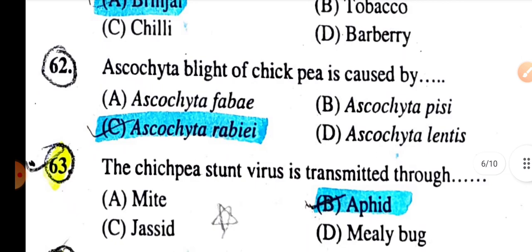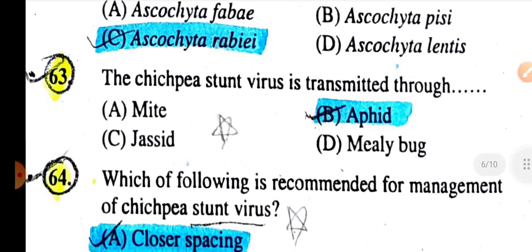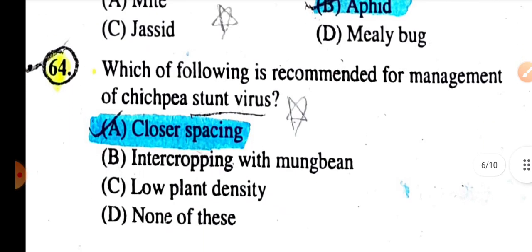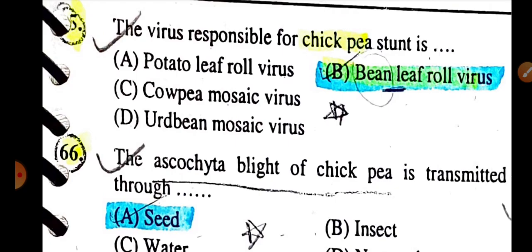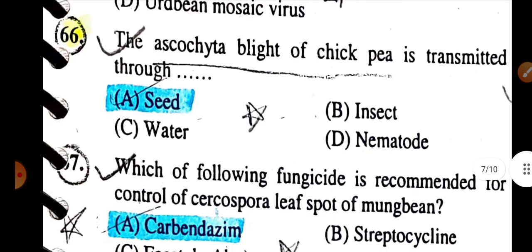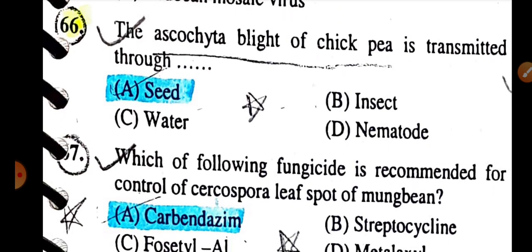Ascochyta blight of chickpea is caused by Ascochyta rabiei. The chickpea stunt virus is transmitted through aphid. Which of the following is recommended for management of chickpea stunt virus? Closer spacing. The virus responsible for chickpea stunt is bean leaf roll virus. The Ascochyta blight of chickpea is transmitted through seed.